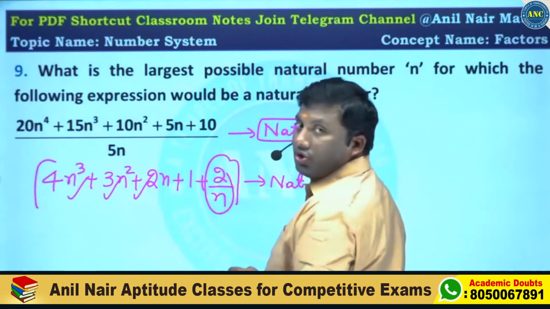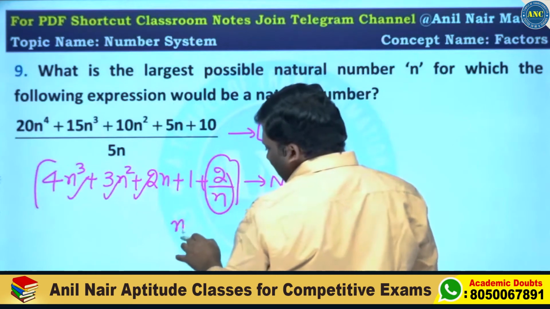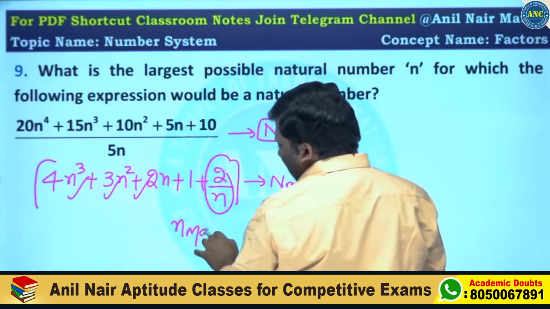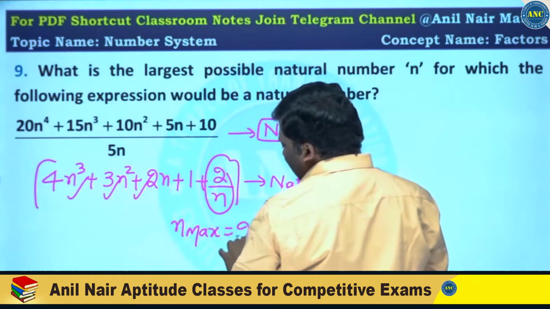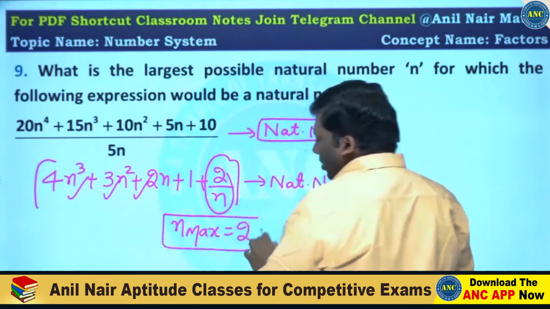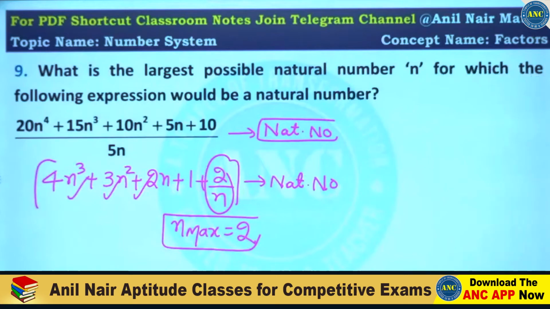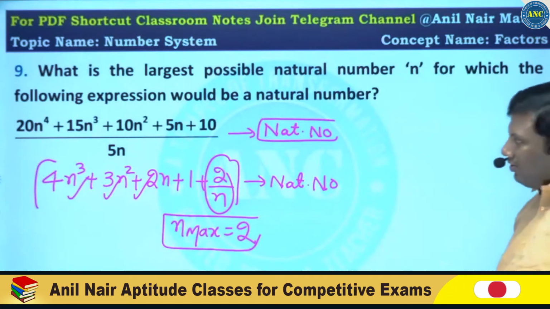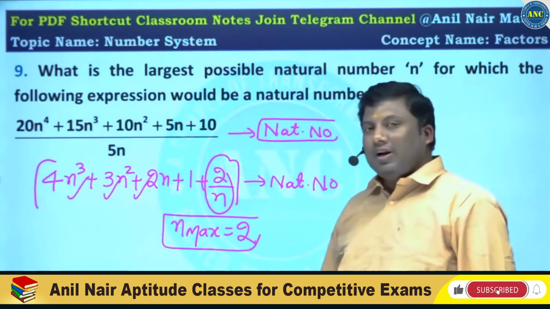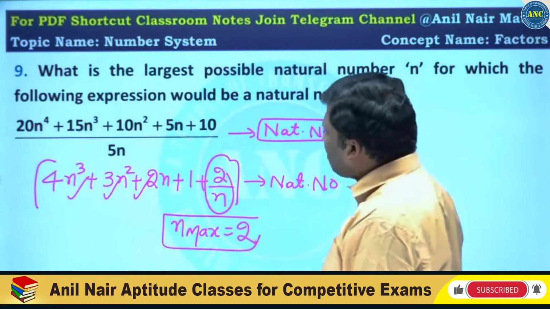That means 2 should be divisible by n. What is the maximum natural number n can take? n will take all the factors of 2. What are the factors of 2? 1 comma 2. Maximum value is 2. The 8th and 9th are similar models.